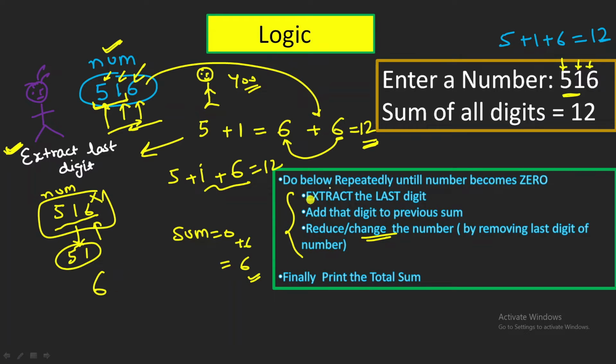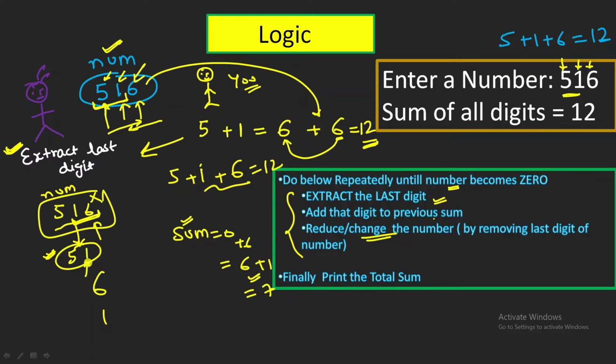Again you will check whether this number is equal to 0. If it is not 0, then you have to again repeat this step: extract the last digit. So in this number 51, what is the last digit? See, this is the 1, right? So 1 will be taken out by some procedure, we will tell you. And after that, add this 1 to the previous sum. So previous sum was 6. If you add this 1 with this, what you will get? 7. My new sum is 7. That is, this 7 is basically the sum of 6 and 1, right?